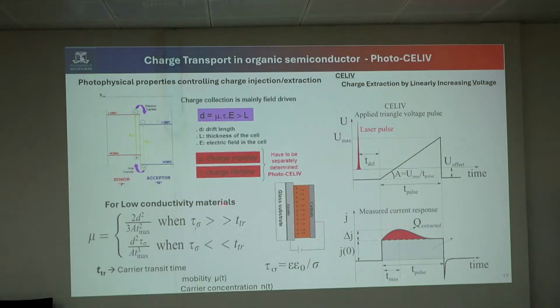So what we do is, on this side, we apply the laser pulse. When you have the light pulse, it will generate the charges. Just one pulse generates the charges, and they move to the cathode. Those charges are collected by applying a linearly increasing voltage.